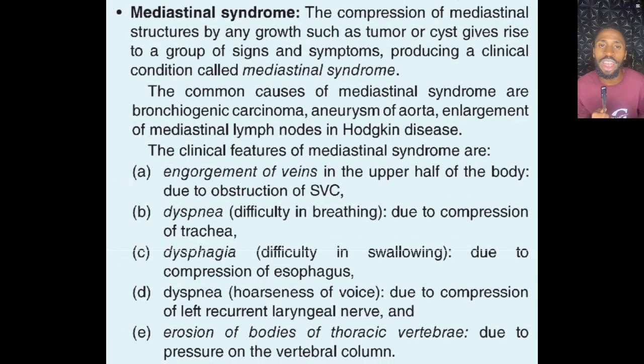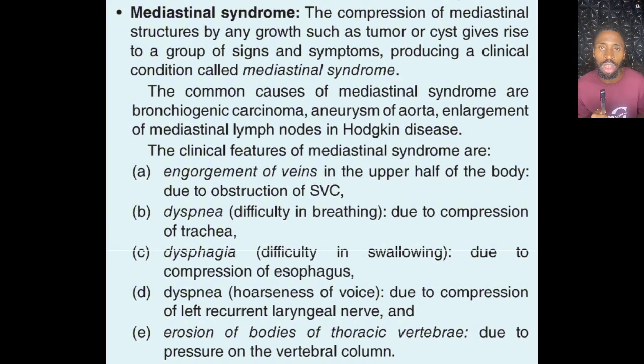So the next one is the mediastinal syndrome. Mediastinal syndrome is when there is compression by any growth. It can be a tumor or a cyst, which can give rise to so many signs and symptoms. And these signs and symptoms can be collectively called mediastinal syndrome. The most common causes of mediastinal syndrome are bronchogenic carcinoma, aneurysm of the aorta, and enlargement of the mediastinal lymph nodes, usually seen in Hodgkin's lymphoma, or maybe various groups of diseases.